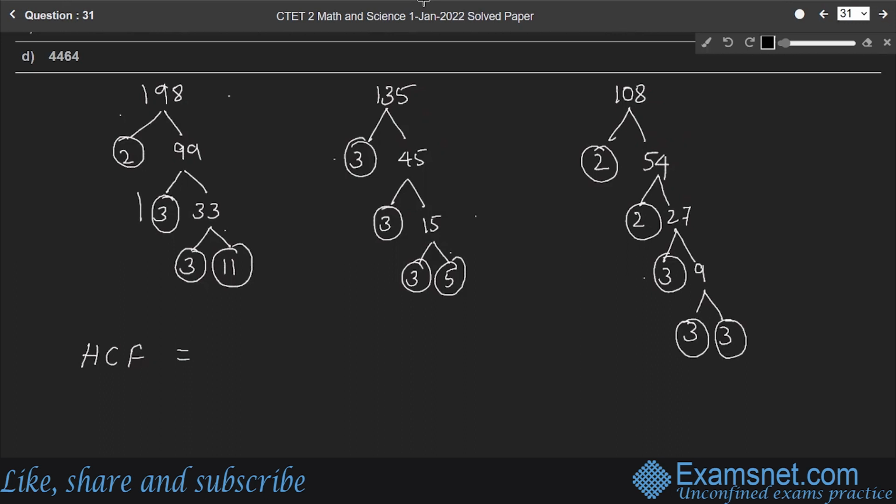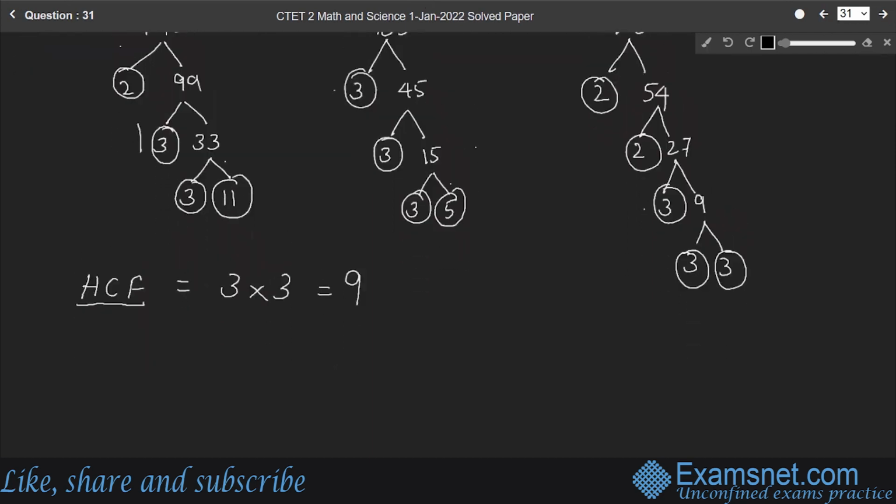Here also 3 is there. But we need to find the highest common factor, that is 3 and 3. Two 3s are there, two 3s are there and two 3s are there. Highest common factor is 3 into 3, that is 9. So 9 is the HCF of the given three numbers.